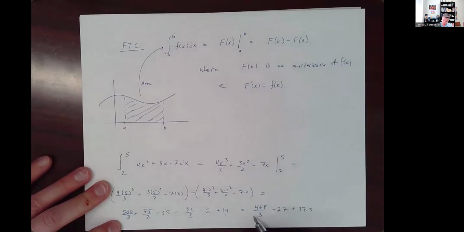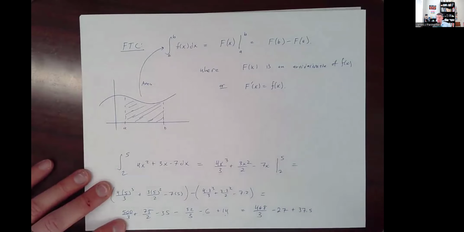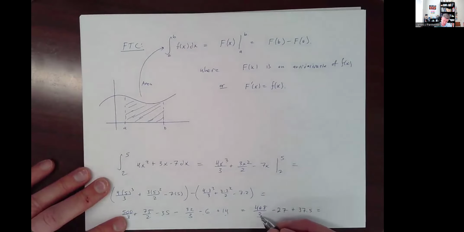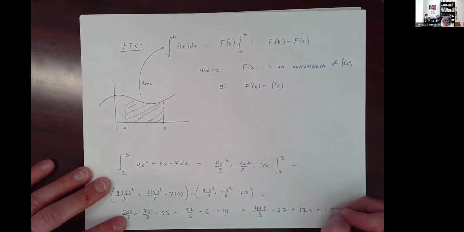And this actually does happen to be divisible by 3. The way you can tell that is because 4 plus 6 plus 8 is 10 plus 8, which is 18. 18 is divisible. If the digits add up to a multiple of 3, the number is divisible by 3, which is kind of cool. So this is actually going to equal 468 divided by 3, which is 156, and then minus 27 plus 37.5 is going to be plus 10.5.